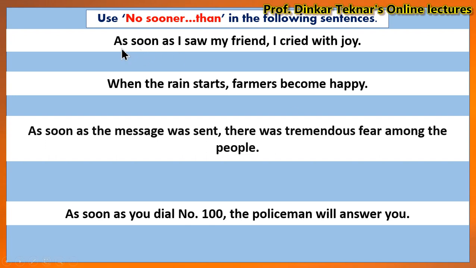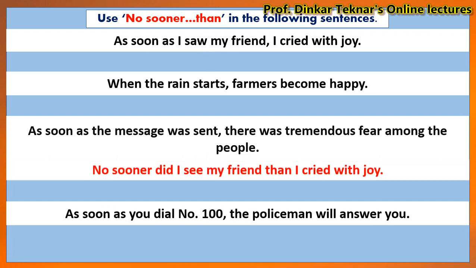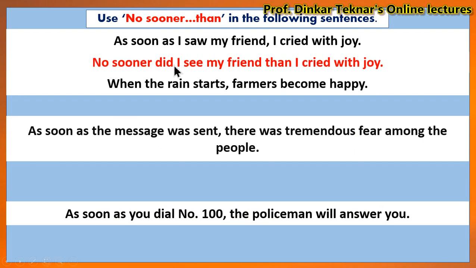Now look at the first sentence. As soon as I saw my friend, I cried with joy. As the main verb is in the past tense, we have to use did as an auxiliary verb. And the answer will be, no sooner did I see my friend than I cried with joy. So here did is used and saw becomes see.